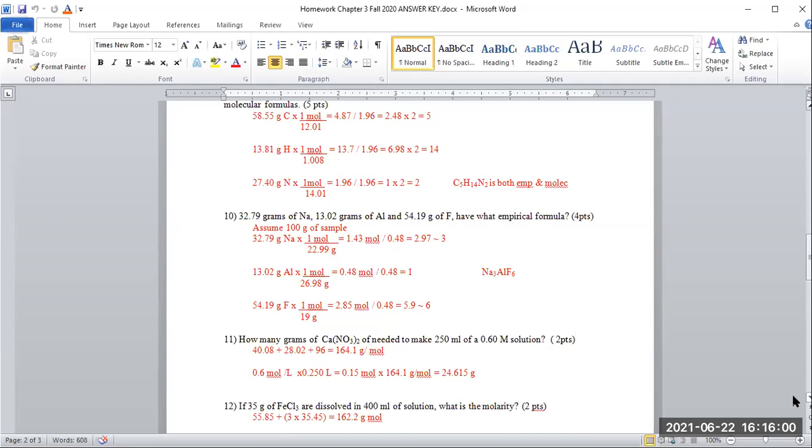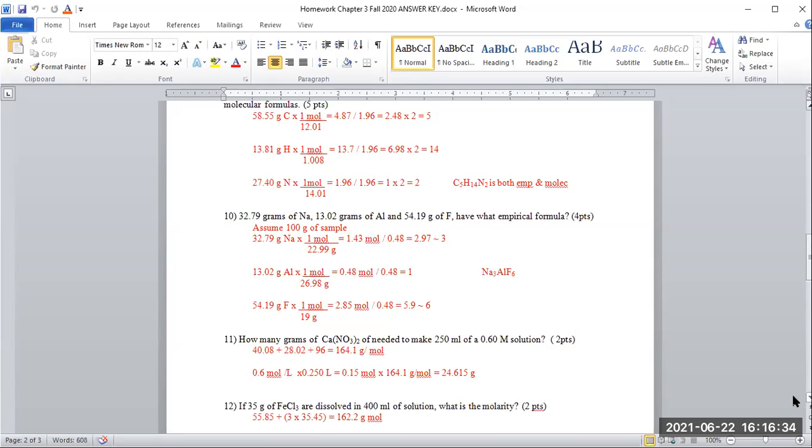These come out very, very close to whole numbers. So the 2.98, 2.97, you can round up to 3. The aluminum is divided by itself, so that's your 1 that becomes 1. And 5.9 is still pretty close to a whole number, so I can round that one up to 6. There is no need to multiply by 2 to get rid of halves in this particular problem.